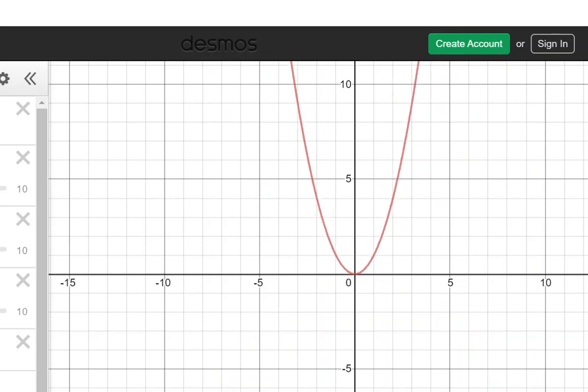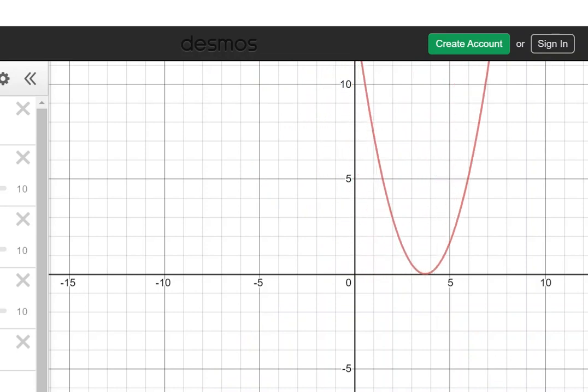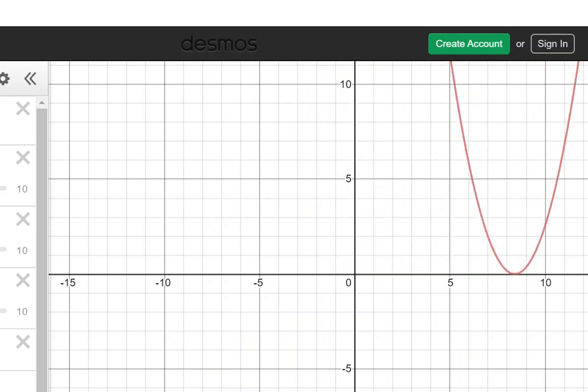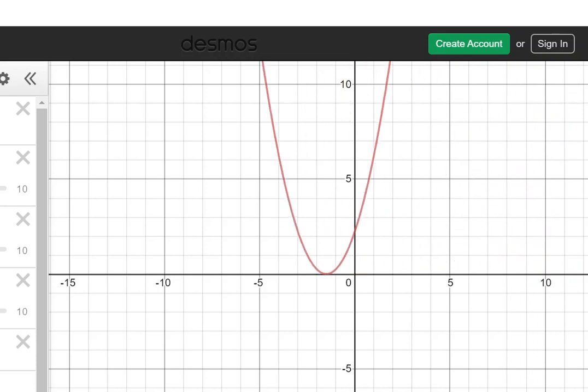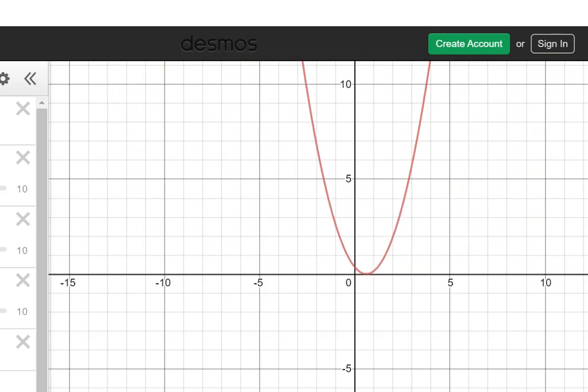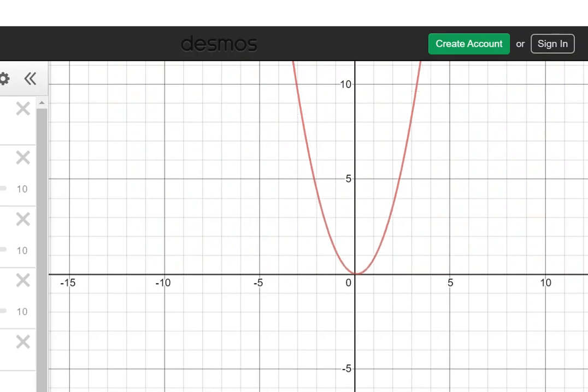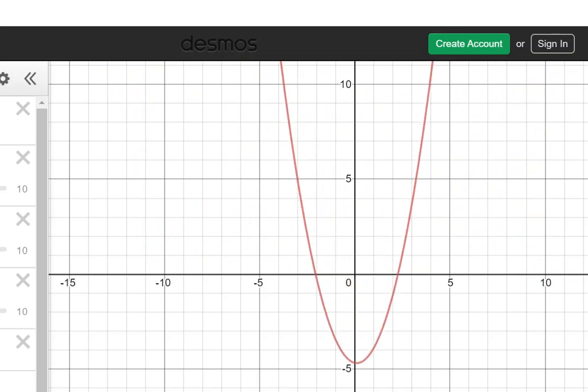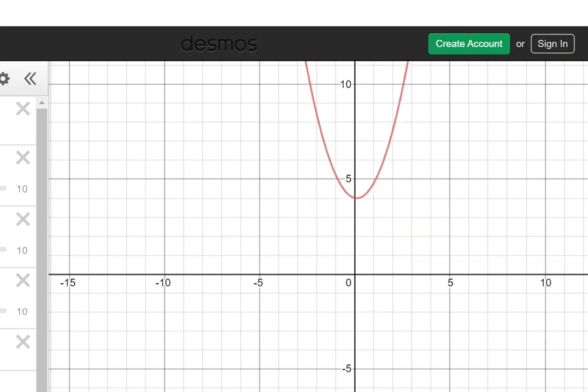So this a value controls whether the parabola opens up or down, whether there's a maximum or a minimum, and how wide it gets. If I change the b value, as the b increases, I slide the parabola to the right. As b decreases, I slide it to the left. And the c value works the same way. It'll slide it up and down. So as c gets smaller, it'll go down. As c gets bigger, it will go up. All right, so that's kind of a cool thing.